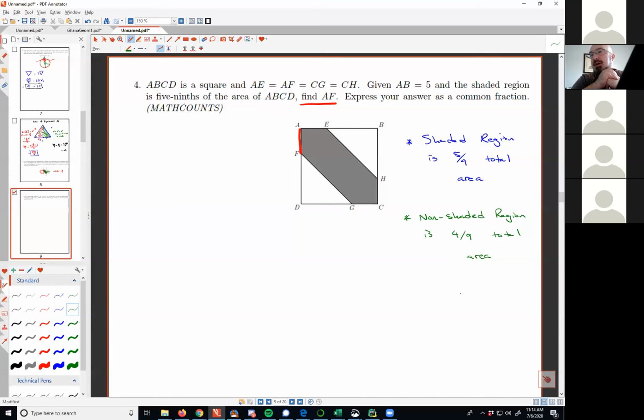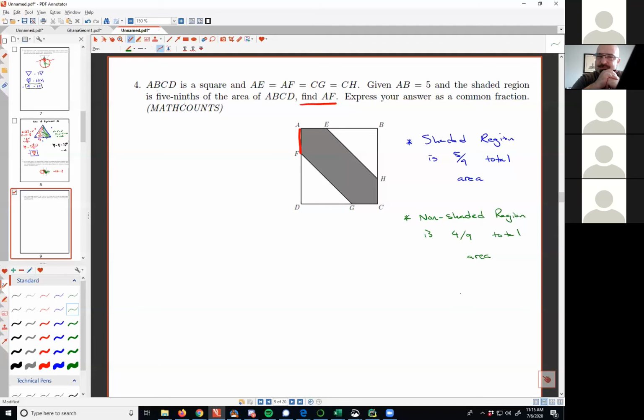Someone says we could find their area. That's true. We can find the area of the big square. We can find the area of the non-shaded region, but I don't even think we have to do that much work. We have to find the sides of the non-shaded area. Do we have to find the sides? We could. The sides are given though.